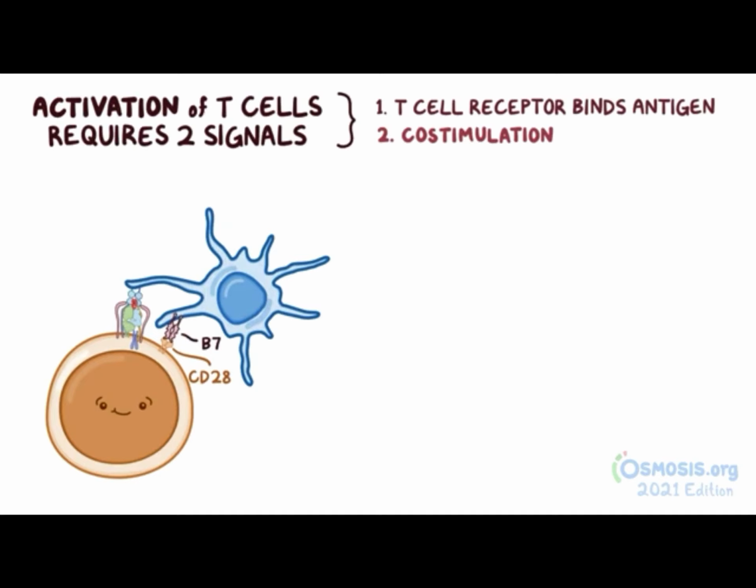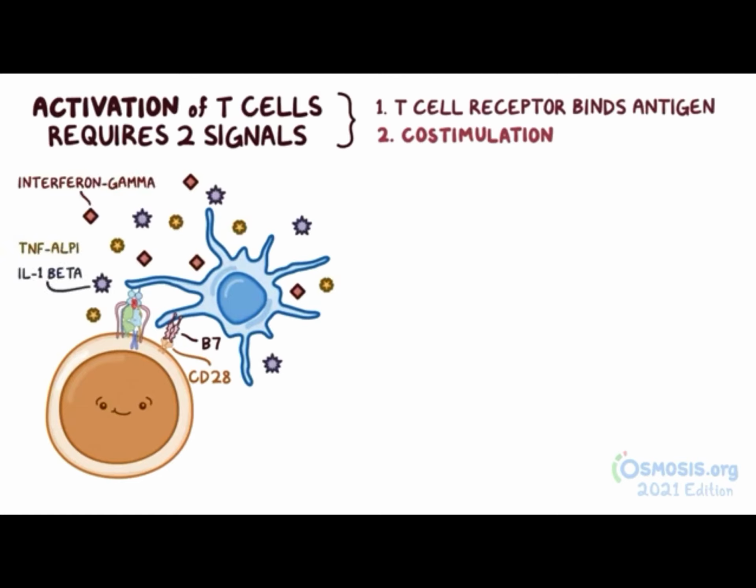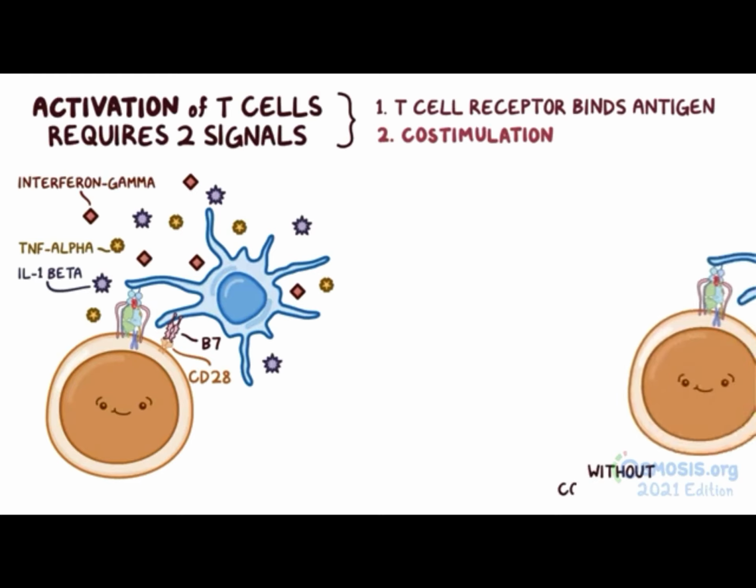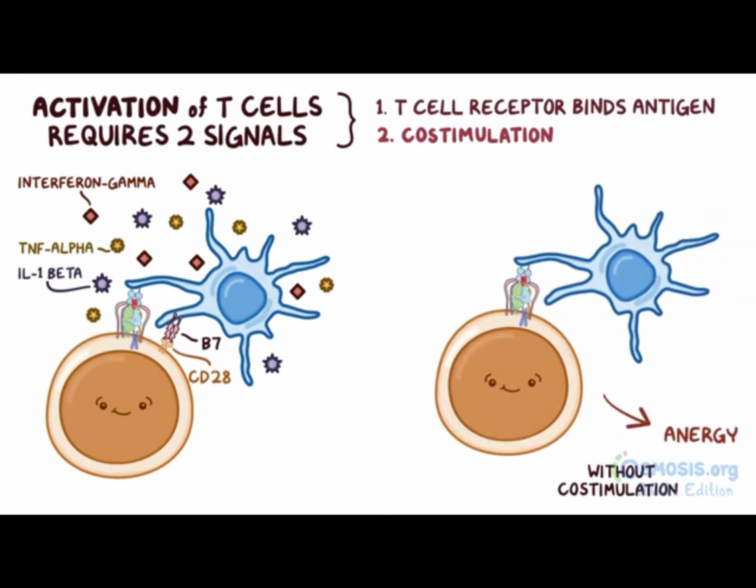Antigen-presenting cells start expressing higher levels of B7 on their surface when there are inflammatory cytokines like interferon gamma, IL-1 beta, and TNF-alpha around. Now, if a T cell sees its antigen without co-stimulation, it becomes anergic, meaning that the cell won't get activated even if it sees the antigen in the future. This extra layer of security prevents T cells from automatically getting turned on. Just like how a cell phone needs to get unlocked to make a call, it prevents mistakes from happening.